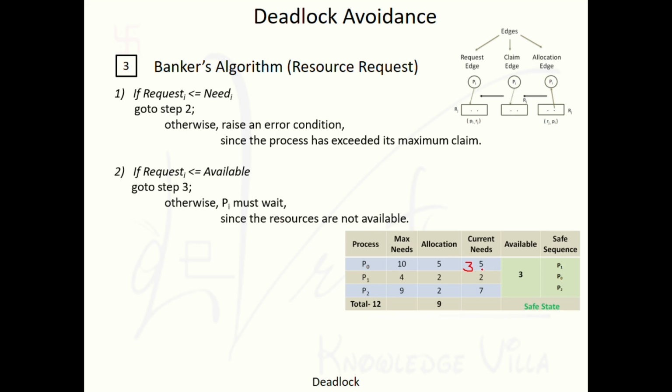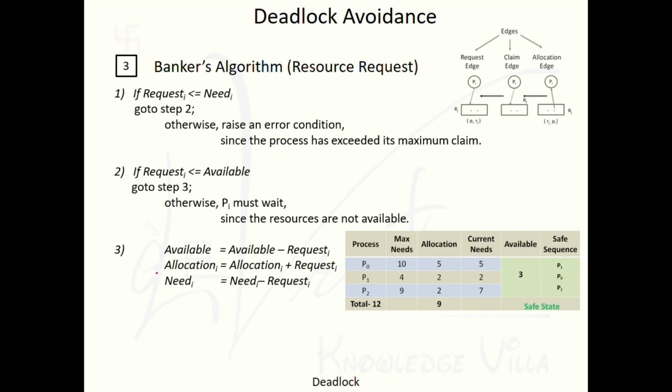It means if process P0 requests 5 resources, they should not be allocated. Process P0 has to wait till 5 resources are available. Then and only then will 5 resources be allocated to process P0. Otherwise not. So request less than or equal to available. Suppose process P0 requests 3 resources, then it will go to step number 3.